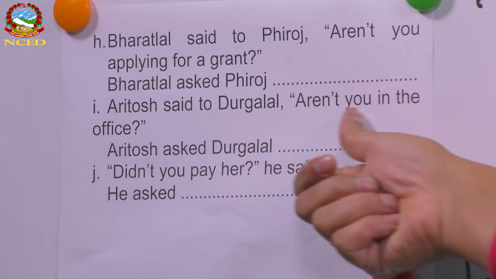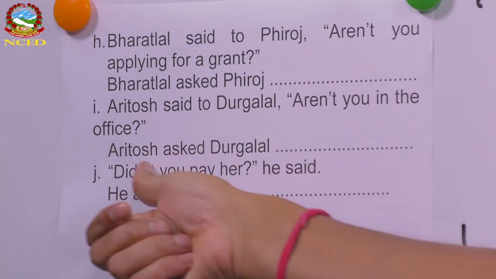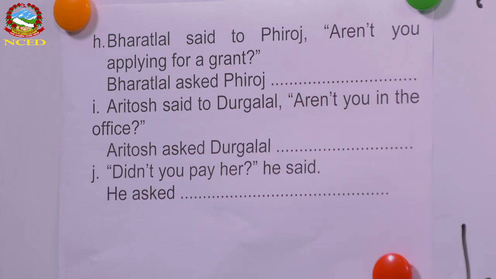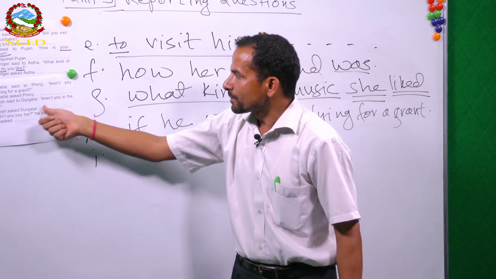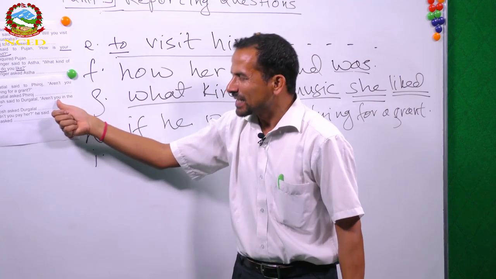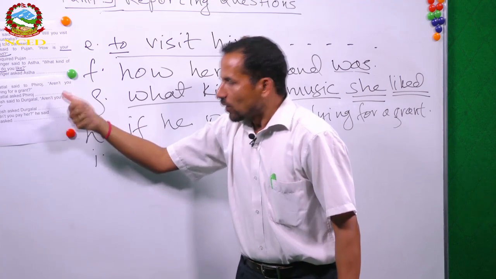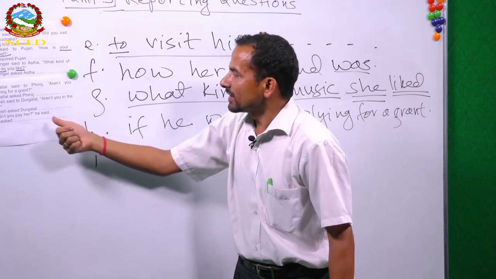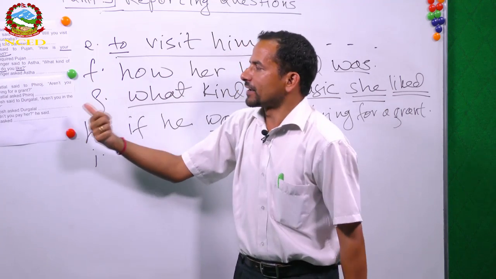Aritos said to Durgalal, aren't you in the office? Aritos asked Durgalal. It's a yes-no question, so we use if or whether. If, then the subject comes there. Durgalal is there, so you means he. We don't use weren't with he, so we use wasn't. If he wasn't in the office.